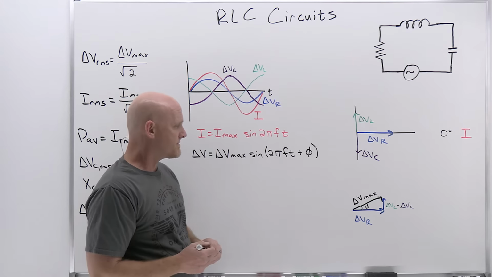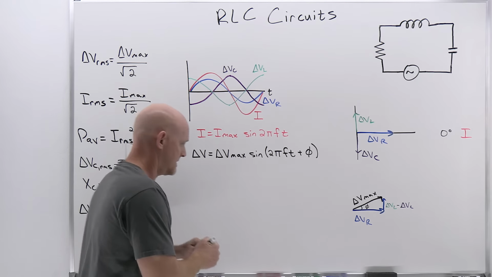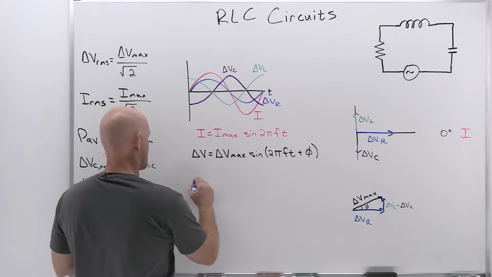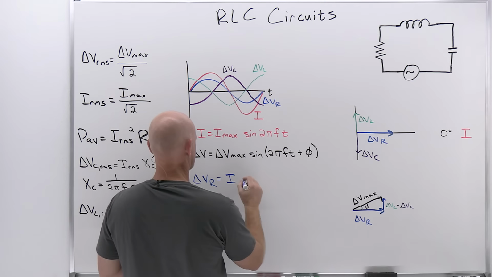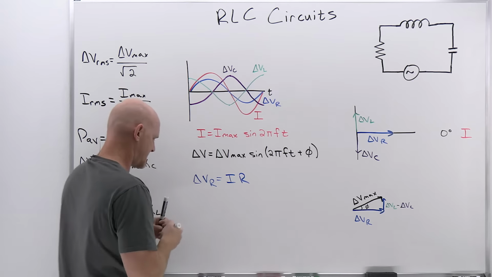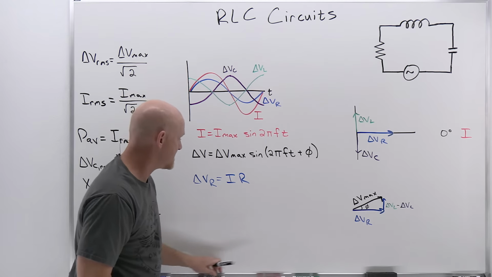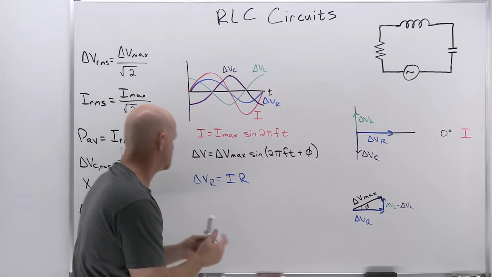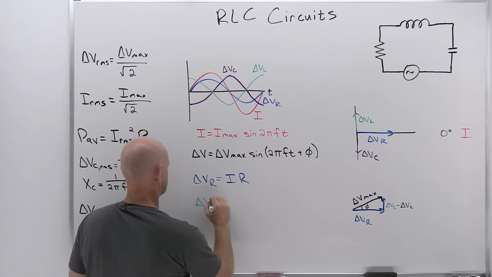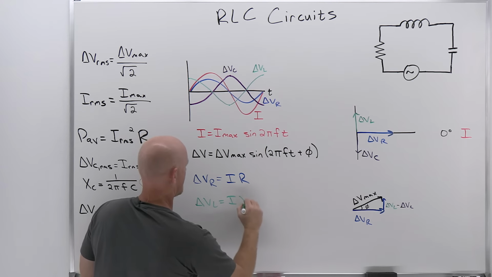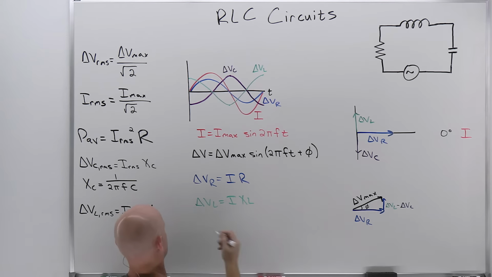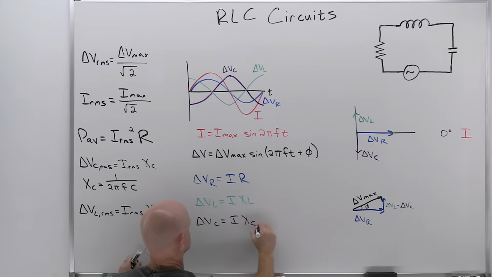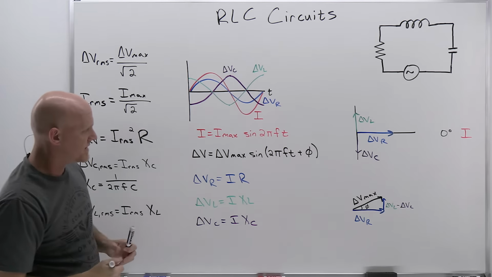Now, keep in mind a couple of things here. One, recall that delta VR is equal to IR, delta VL is equal to I XL, and then delta VC is equal to I times XC. So we've got these three lovely relationships here.